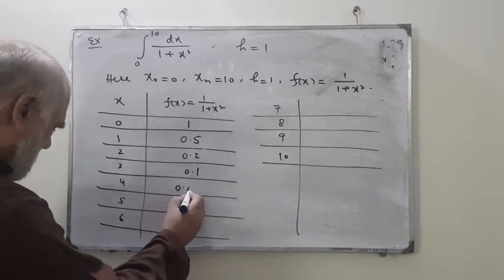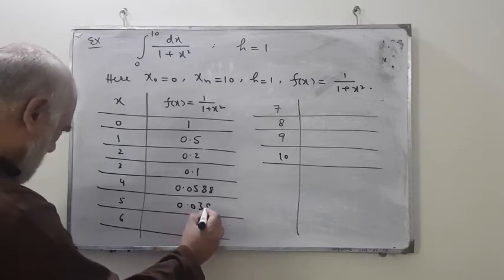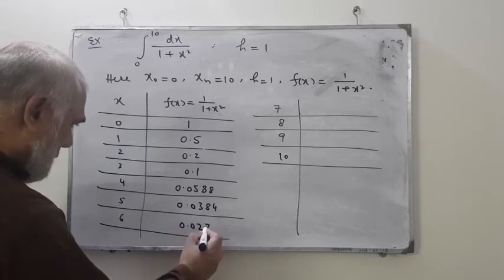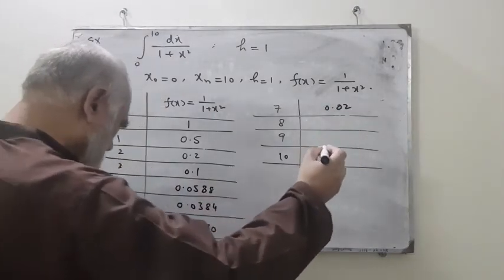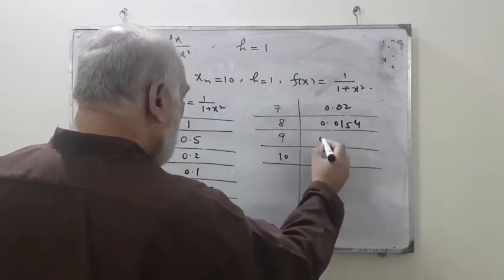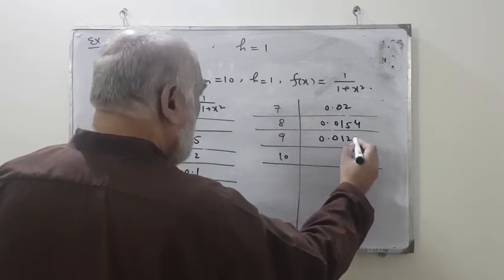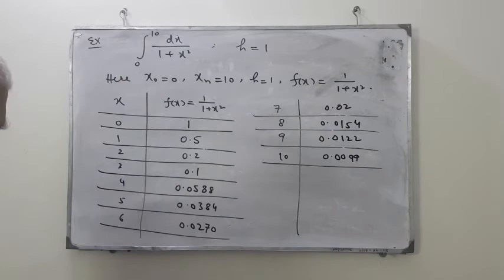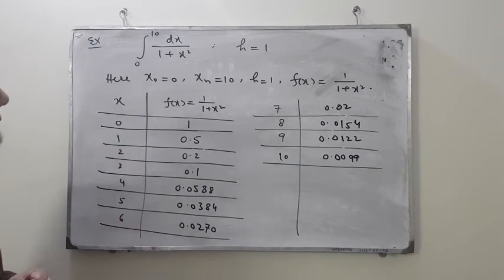So the next is 0.0588 and 0.0384, and next is 0.0270, and next is 0.02, 0.0154, 0.0122, and the last one is 0.0099. So these are the values we obtain after substituting them into this formula and dividing the interval into subintervals of length 1 each.